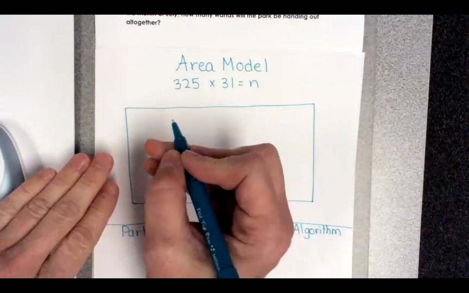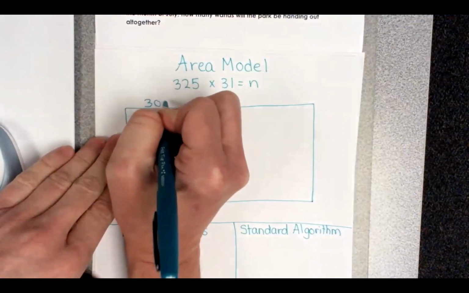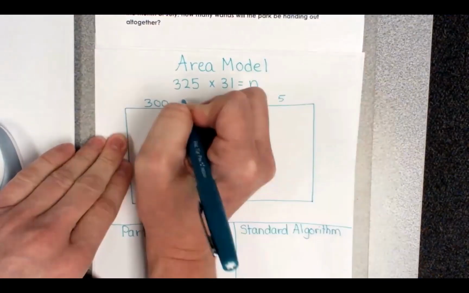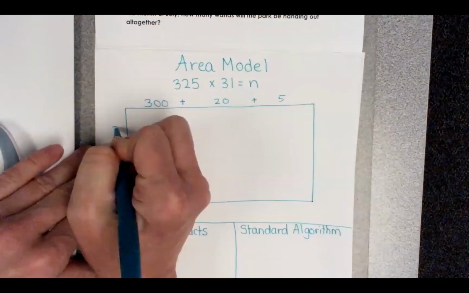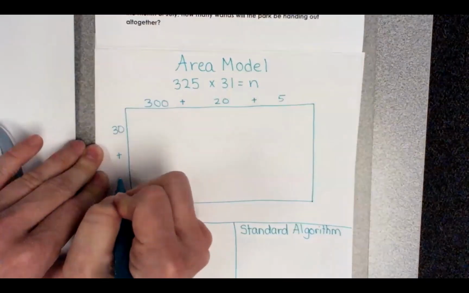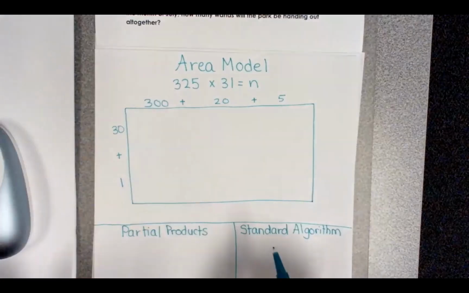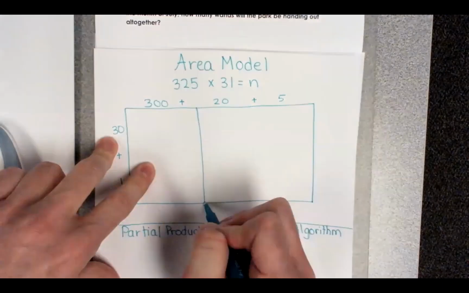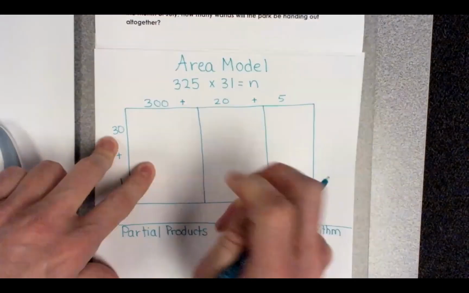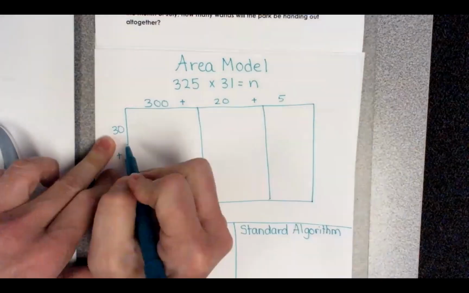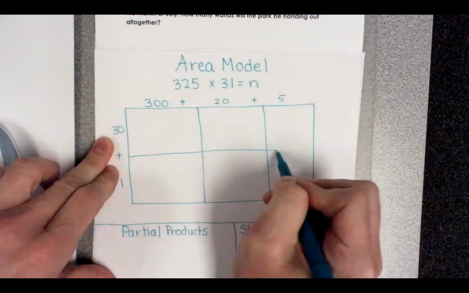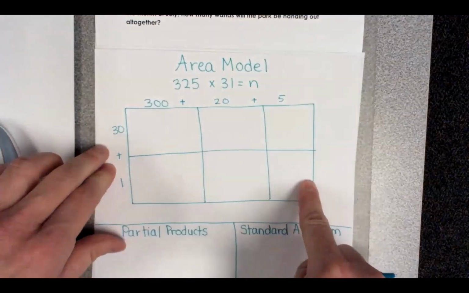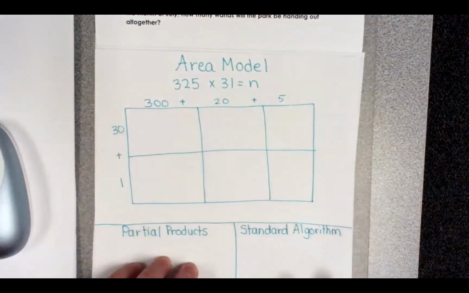So I'm going to begin by decomposing 325 along the top. And I'm going to decompose 31 along this side. And then I'm going to go ahead and section off my area model. So I'm going to have 3 columns, 1 for each number in 325, and then I'm going to have 2 rows, 1 for each place in 31, not each number, but each place. So now I'm ready to multiply.